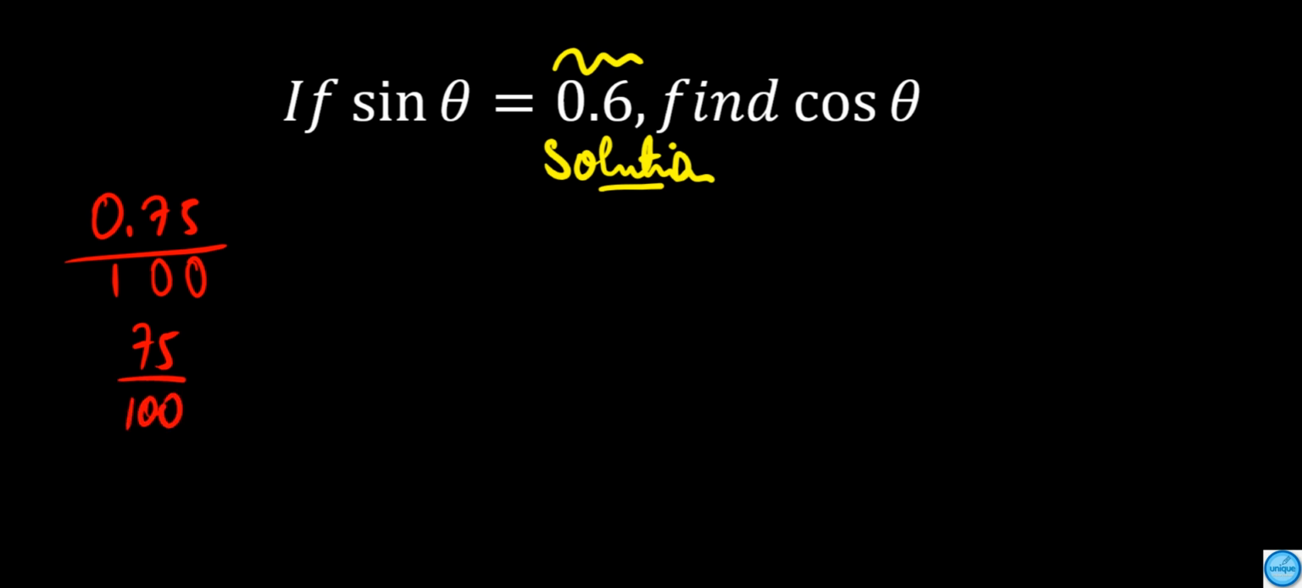So if it is possible to simplify it further, you can simplify it. 25 goes into 75 and into 100. So 75 divided by 25, the answer is 3, and 100 divided by 25 is 4. So 3/4 is the same as 0.75.